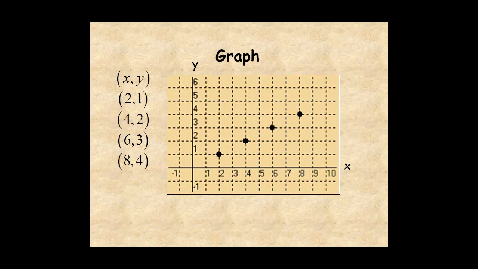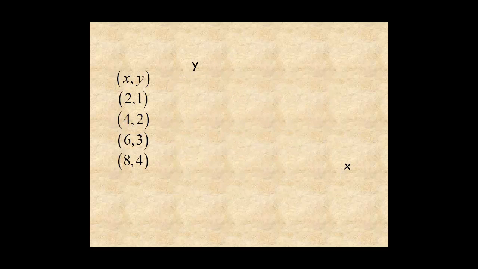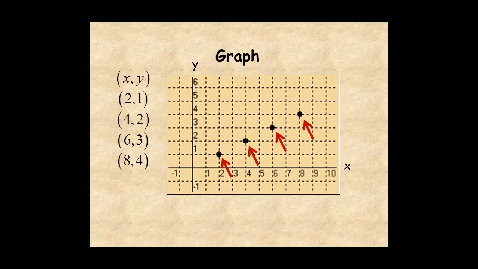A relation can also be represented by a graph, where the points on the graph show how input values of x relate to output values of y. For example, the point 6, 3 defines a relationship between x equals 6 and y equals 3.